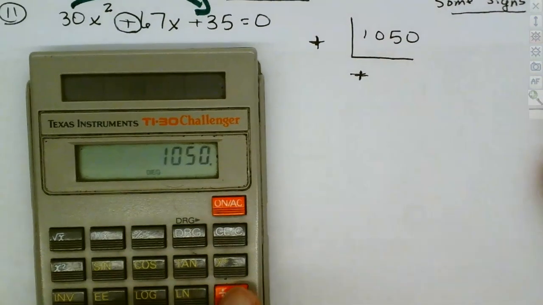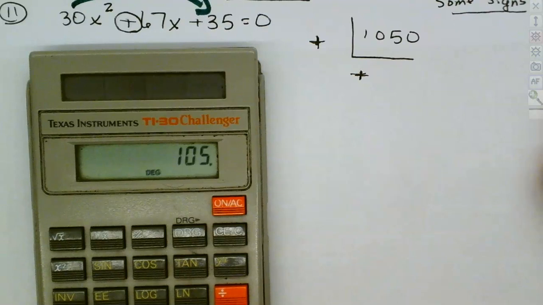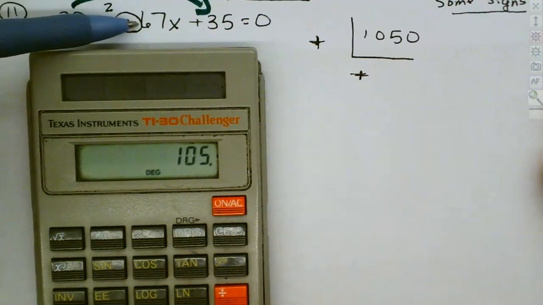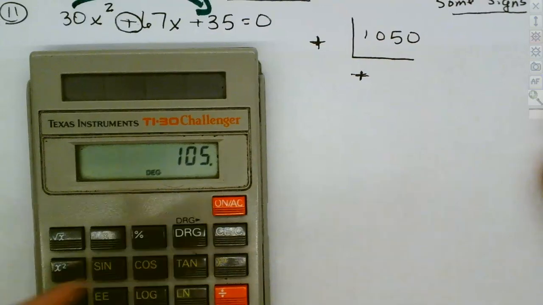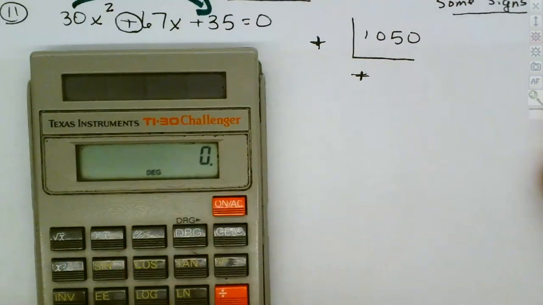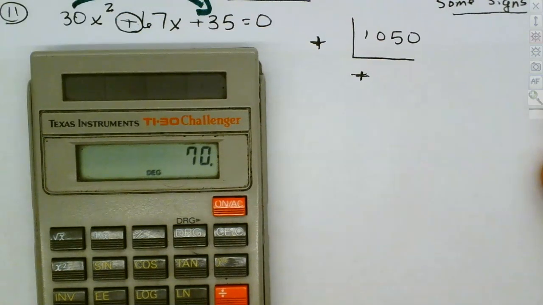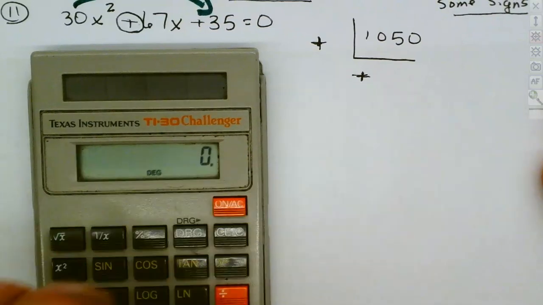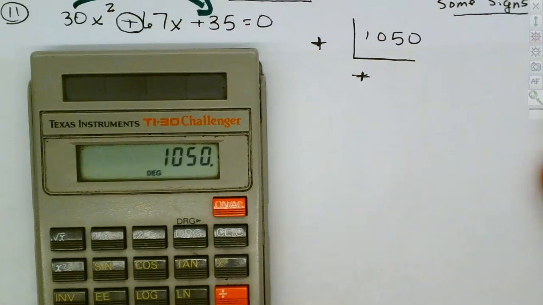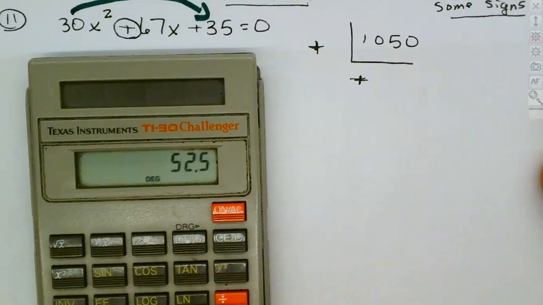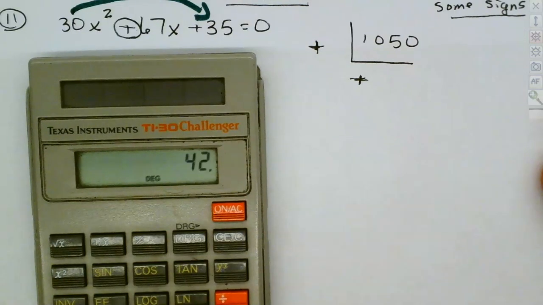Okay, let's try 10. 1050 divided by 10 is 105. Does that give me my 67? Nope. So let's go up to 15. We'll divide 1050 by 15. 15 and 70. Does that give us our 67? Nope. We're getting closer though, right? Let's now try 20. 20 doesn't go in there. Let's try 25. Okay, 25 and 42. Does that work for us?